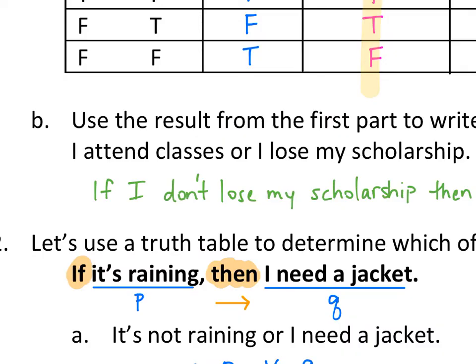Now we're going to use a truth table to determine which of the following statements are equivalent. But before we do that, I want you to use symbols to represent the statements for A, B, C, and D if we're looking at our given statement right here. Let's suppose if it's raining, then I need a jacket is our given statement. So P implies Q. I want you to pause the video right now and use symbols to represent the statements for A, B, C, and D below.